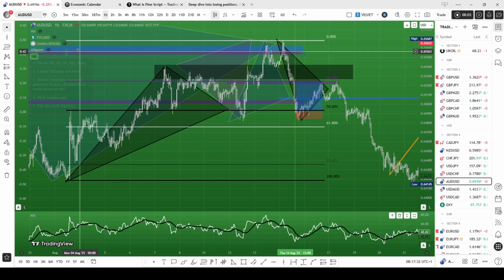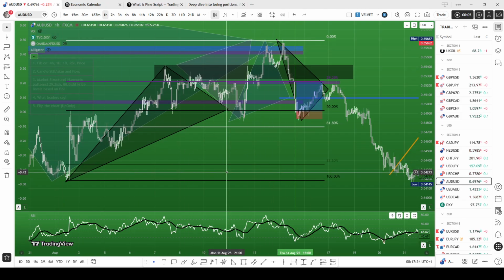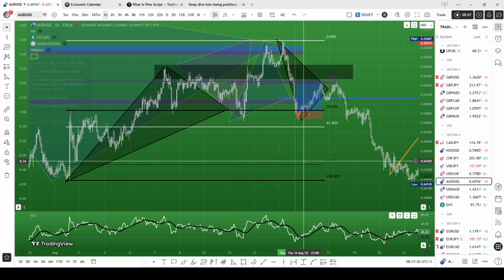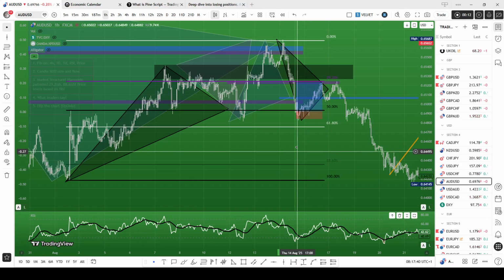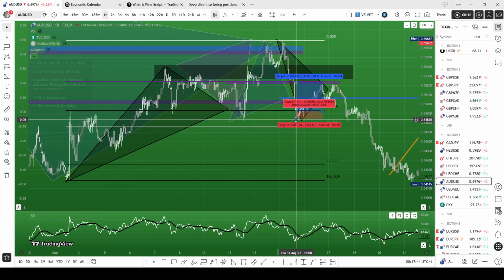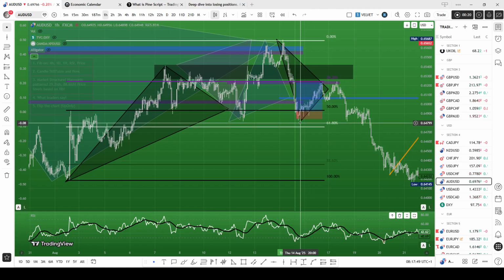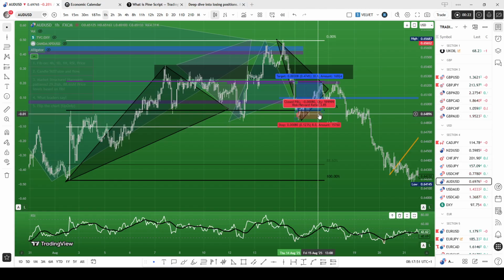So here we go again. AUDUSD. The intention to enter this position was good on 14th August, but the greediness took over. So I placed a very tight stop loss, actually moved it to break even, and then it just stopped me out.